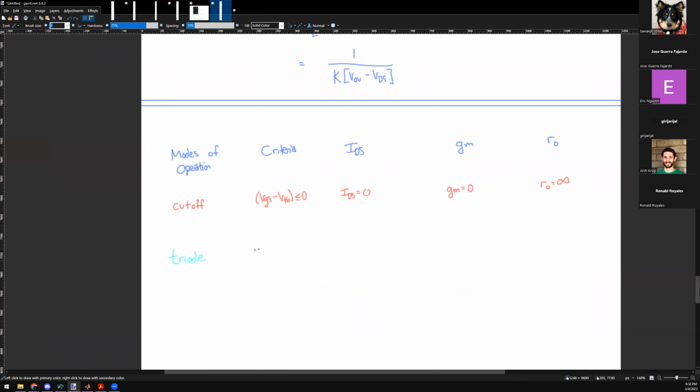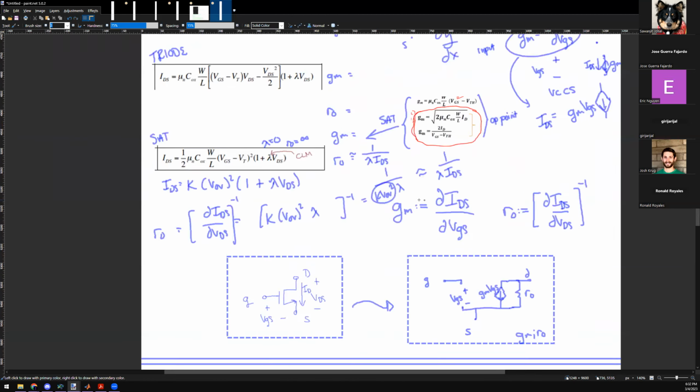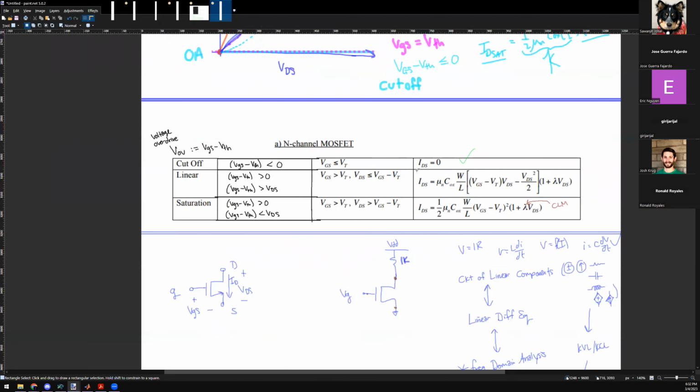Okay, so triode. What's the criteria? VDS is greater than 0, and also VGS minus VTH is greater than VDS. I want VDS to be as small as possible, right? Because it's triode. Okay, here, there we go.